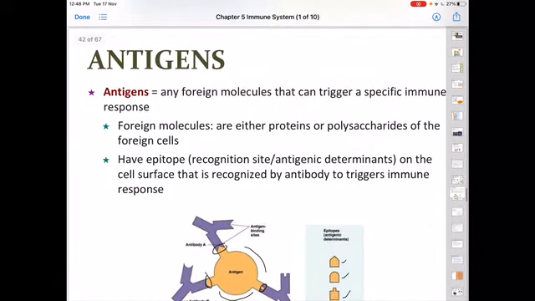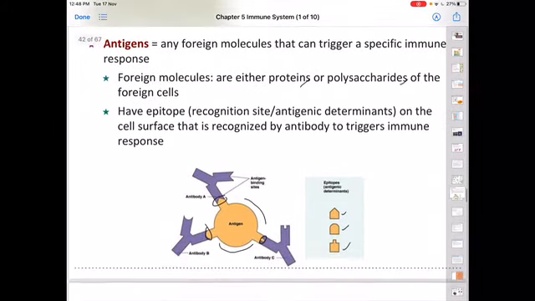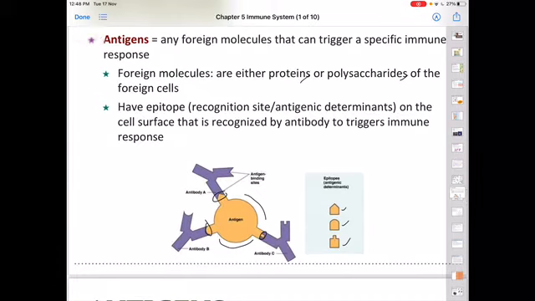So this is about antigens. Antigens tu maksudnya any foreign molecules that can trigger a specific immune response. So these antigens are actually made up of proteins or polysaccharide. And they have epitope. Okay, epitope ni apa? Epitope ni ialah recognition site.